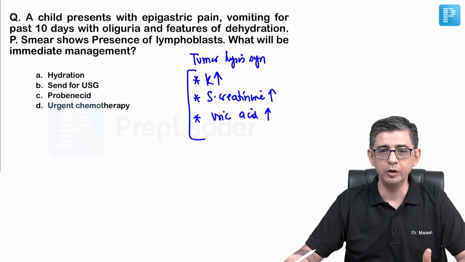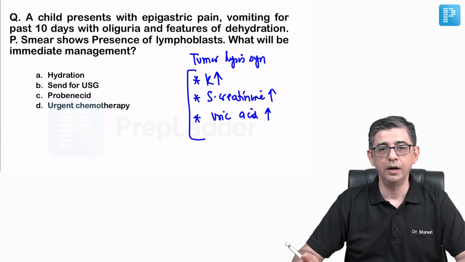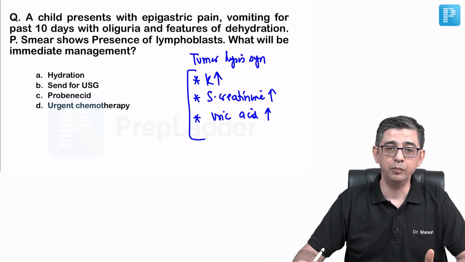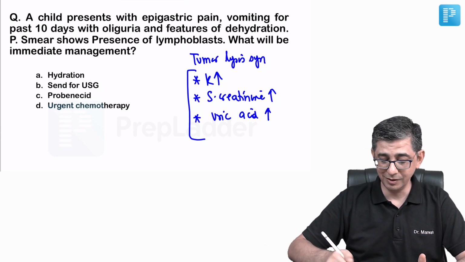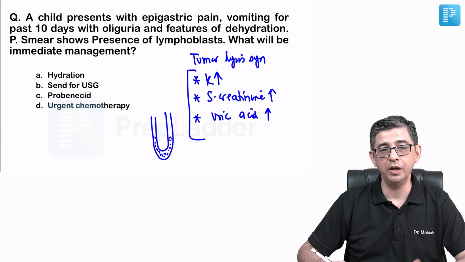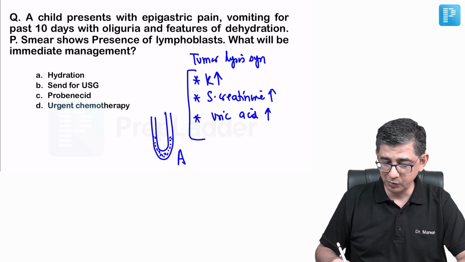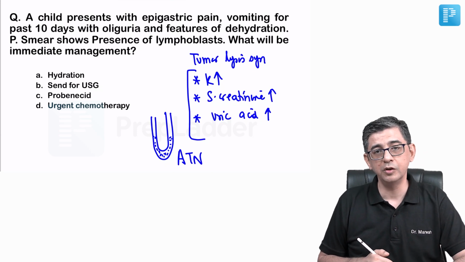Cancer cells are loaded with ATP, right? Energy. So phosphate values would also go up, though it was not given. And then potassium, because that's an intracellular ion. Then creatinine, because there would be uric acid crystals blocking the tubules of the kidney. So I would be having a uric acid nephropathy, and that will explain the acute tubular necrosis that this person is at risk for. And that also explains why there's oliguria in this patient.